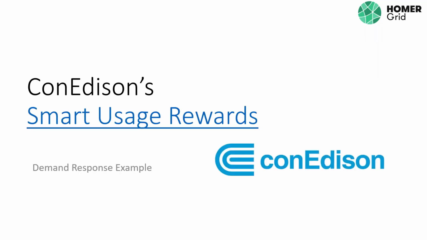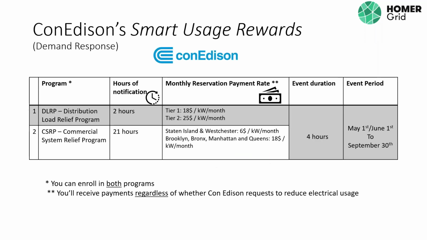Today, we're going to model Con Edison's demand response program called the Smart Usage Rewards. Con Edison, a utility in New York, has designed two demand response programs, the DLRP, Distribution Load Relief Program, and CSRP, Commercial System Relief Program. You're allowed to enroll in both these programs. Under DLRP, you get only 2 hours of advance notification. And hence, as you can see, the reservation payments are significantly higher than the other one.